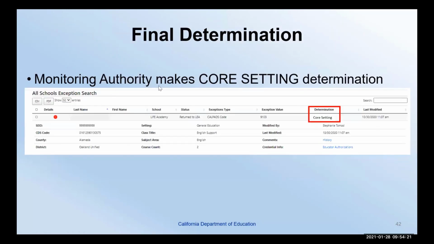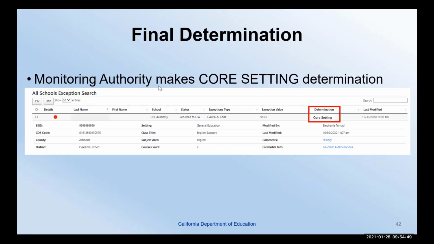So the monitoring authority determines that the LEA forgot to mark the courses as part of a course setting. In this case, the determination that the monitoring authority would make is a course setting determination. See, here's the key, folks. Again, the determination has to be made in CalSAAS. You can't go back to the data you've already certified and change it to make it correct.